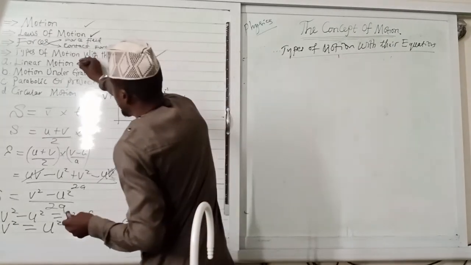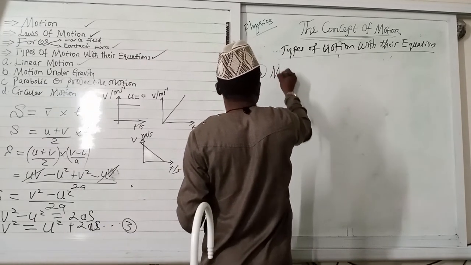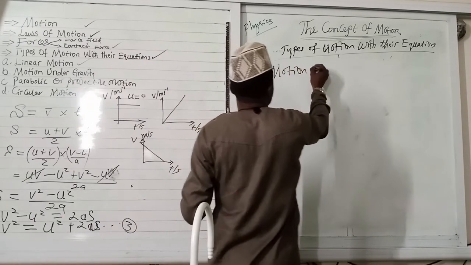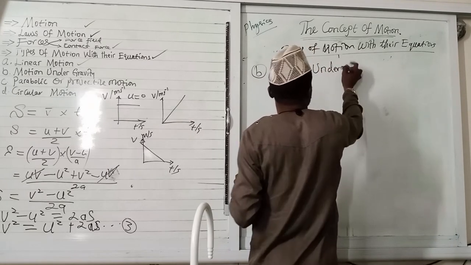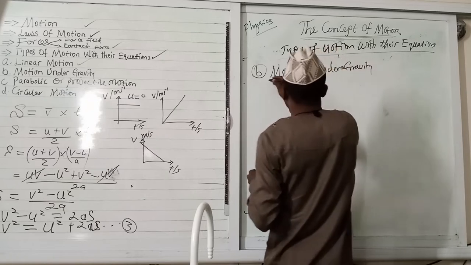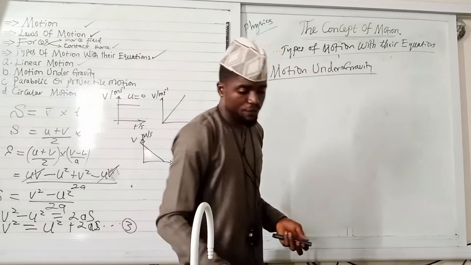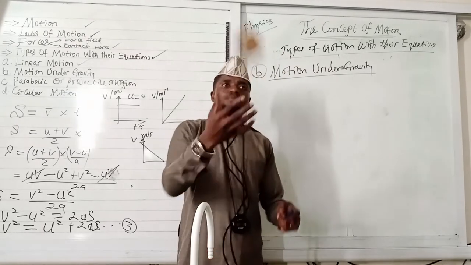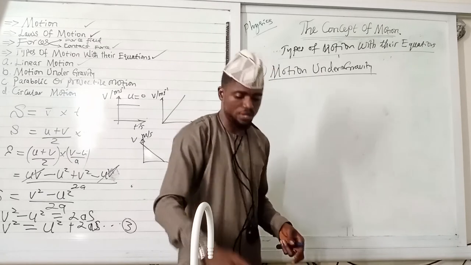We are done with this. So we are on point B now. Motion under gravity, also known as free fall. If I throw this stone up, it will come down. If I drop it, it will fall down.